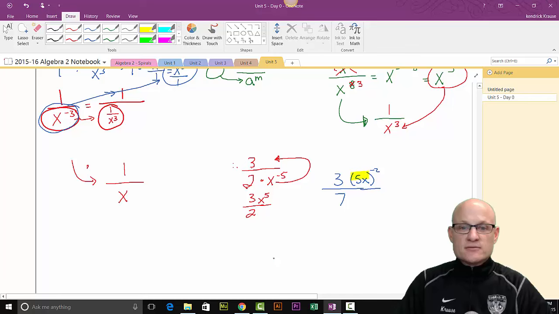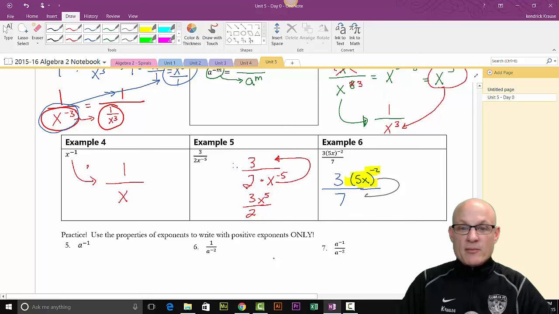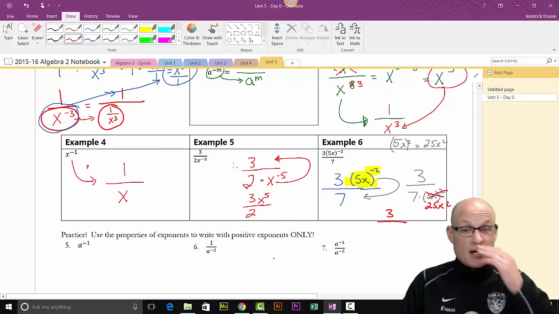This thing right here is going to come down to the denominator and become positive. So what I end up with is 3 over... Now this is going to get funky. 7 times 5x squared. Well, most of you know that 5x squared is really 25x squared. So if I replace this with a 25x squared, this really becomes 3 over 7 times 25 is 175x squared. Okay, that's kind of weird.